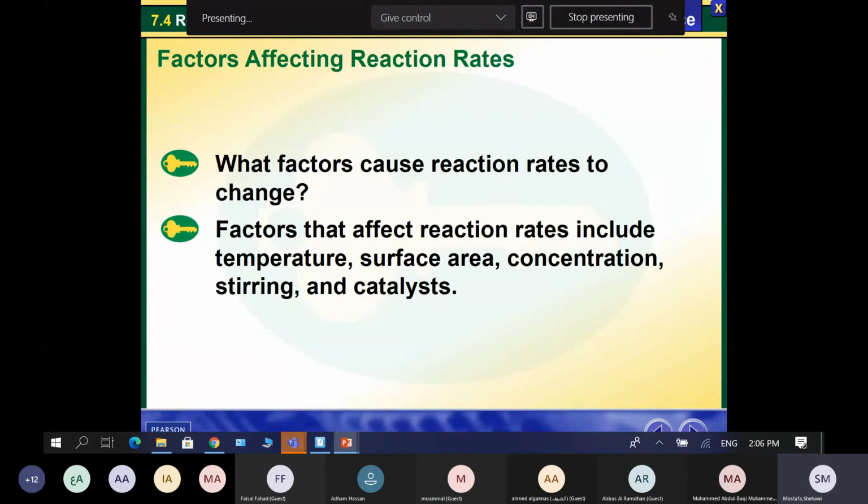What factors cause the reaction rates to change? Factors that affect reaction rates include temperature, surface area, concentration, stirring, and catalysts. So these are the actual factors affecting the chemical reaction. We have temperature, surface area, concentration, and stirring and catalyst. One, two, three, four, and five things that affect chemical reaction. We will not talk about all of them. We'll just talk about a little bit of them.